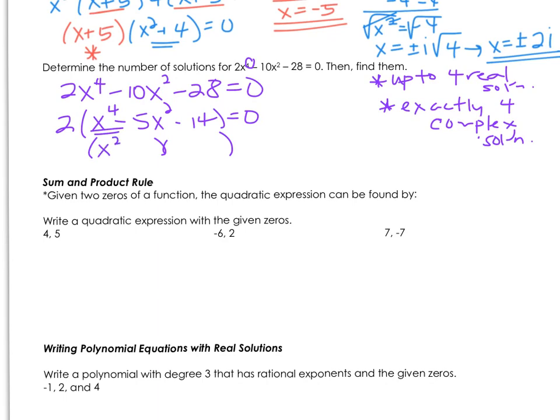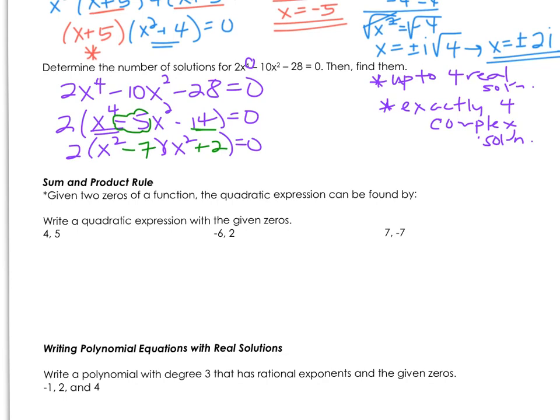We can split that apart into x squared and x squared. Now think, what are two numbers that we could multiply to get 14, but add to get that -5 in the middle? If you thought -7 and +2, that would work. Recognizing, though, that there's that 2 out in front. We've had this situation a couple of times.